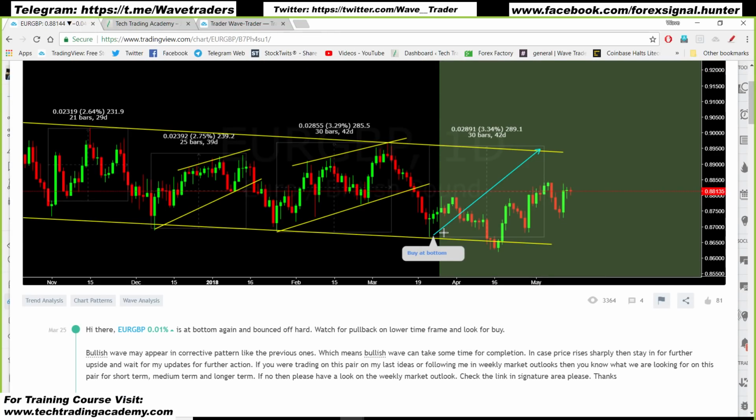Because on the main idea you're going to see the bigger picture, and on updates you're going to see the entries, stop placement, and all those things. So updates are more important than the main idea.